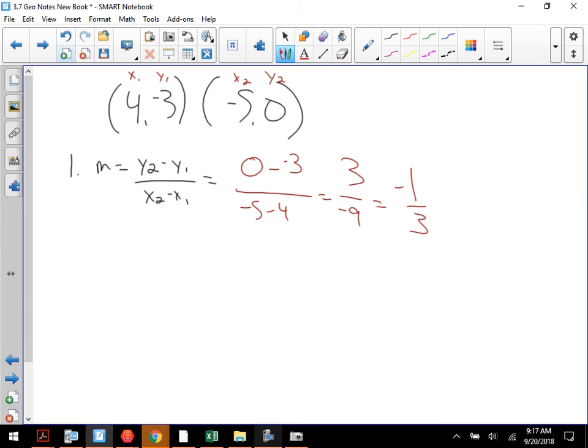All of our slopes aren't going to be negative 1/3. Now, there's one ordered pair that will be a little bit easier to work with than the other in this case. Which one? Yeah, negative 5 and 0, because there's a 0. It's a little bit quicker to work with. Either way will work, it's just a little less math.